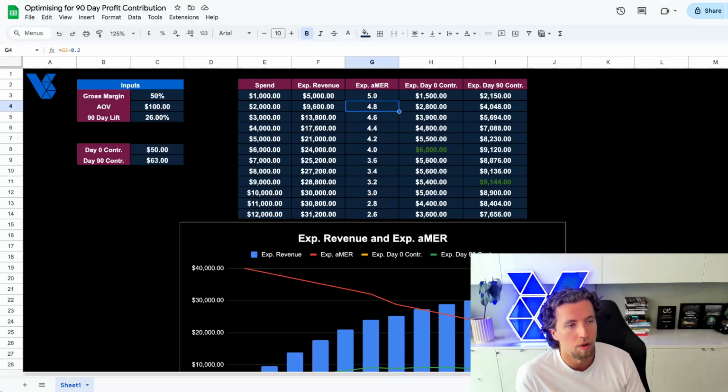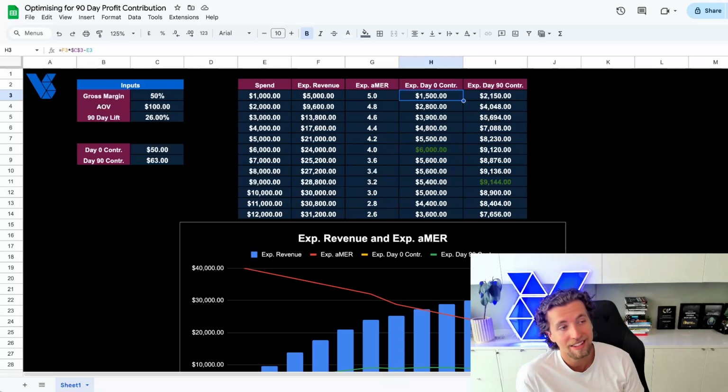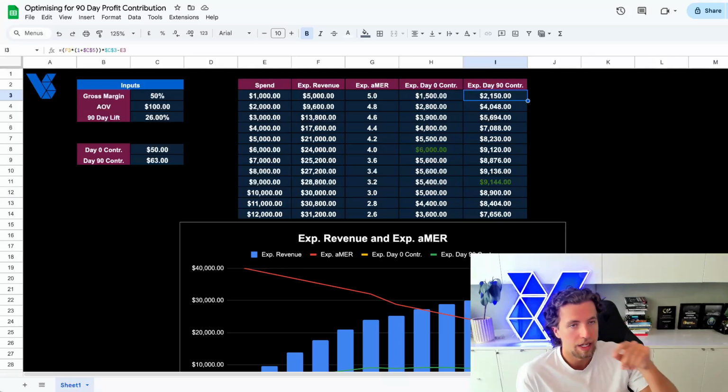Then this declines to 4.8, 4.6. And then at about $6,000, there's a bit of a sharp decline. And then it continues to decline linearly after. Now, what this ends up meaning is that our expected contribution profit, and let's just take the first line here, would be our revenue times our gross margin, which leaves us with gross profit. And then we minus off the ad spend and we get contribution profit. And so that's $1,500.